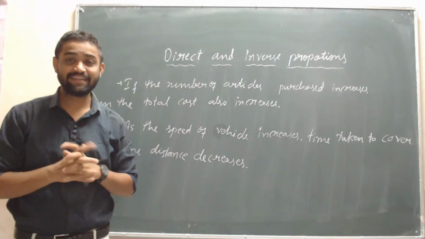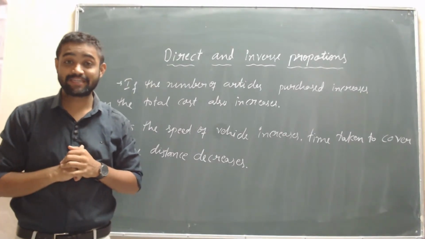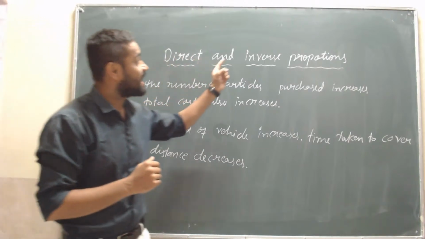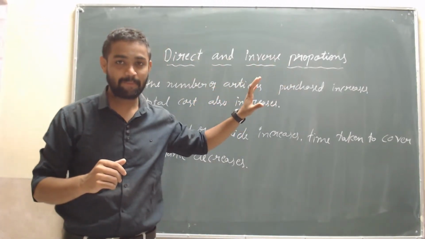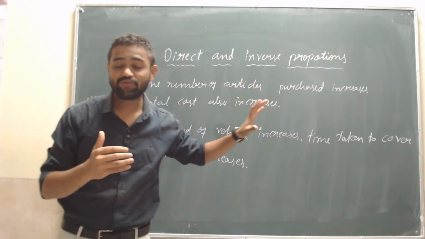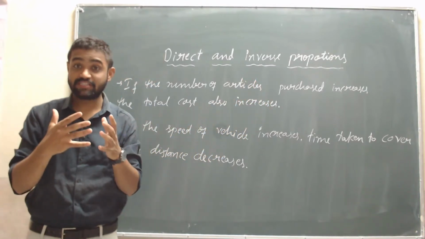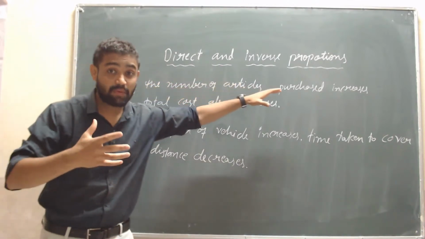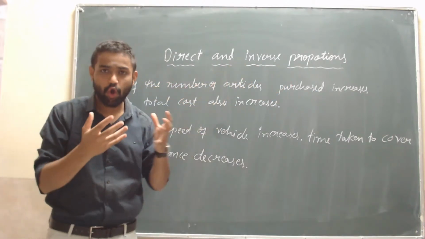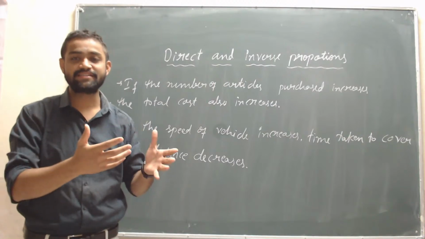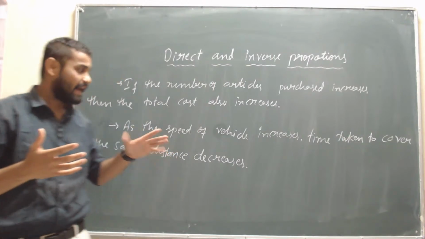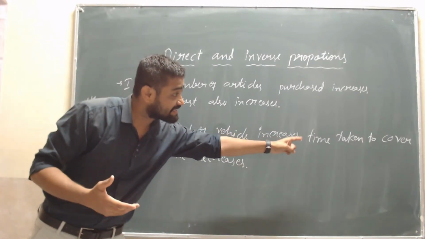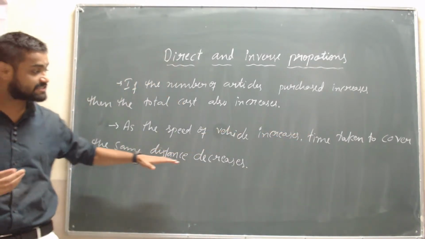I am your Brahmananda. In this video, we are going to discuss the new chapter, direct and inverse proportions. See students, in day-to-day life we see some examples: if the number of articles purchased increases, then the cost also increases. Isn't it like that?